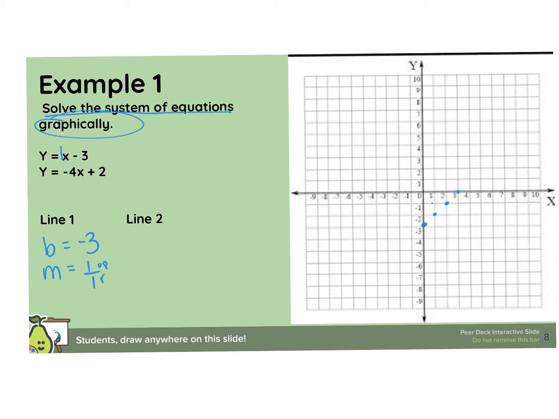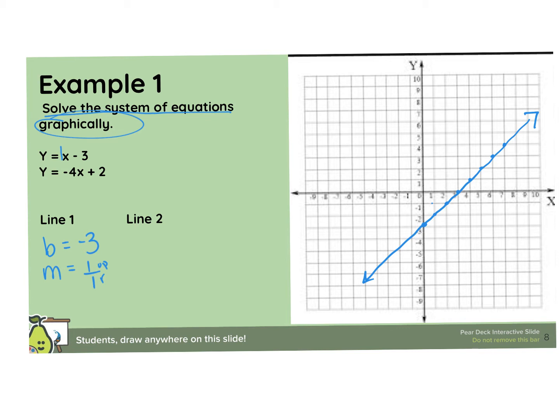I'm going to put a bunch of points so I can easily see where the lines intersect, because my line might not be perfect. It definitely won't be. So the points are there so I can see clearly the point of intersection. So there's my first line.